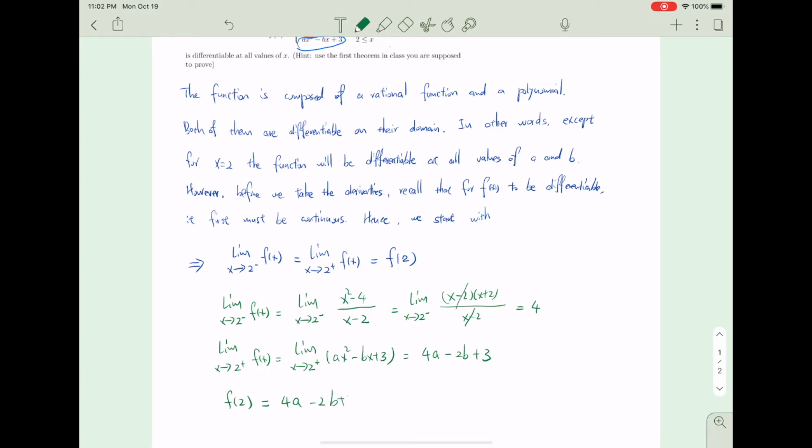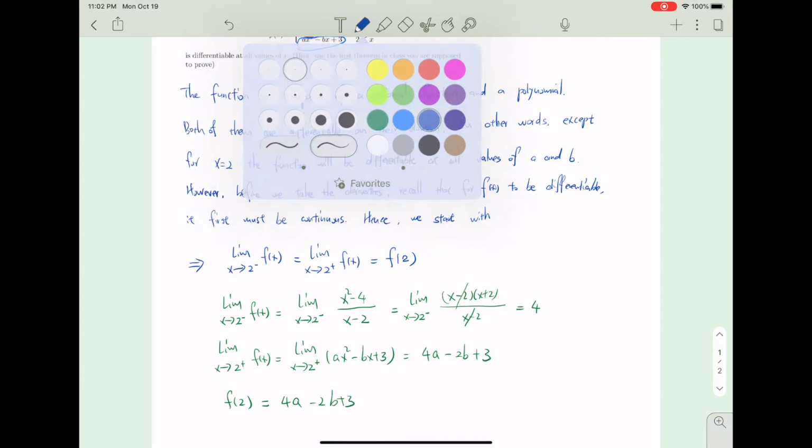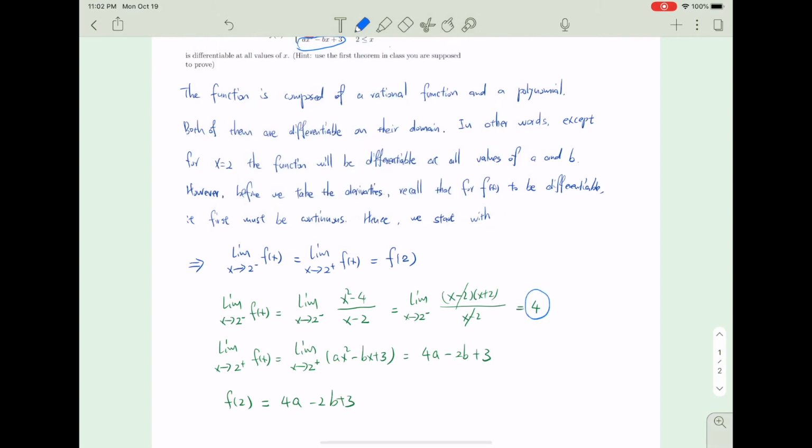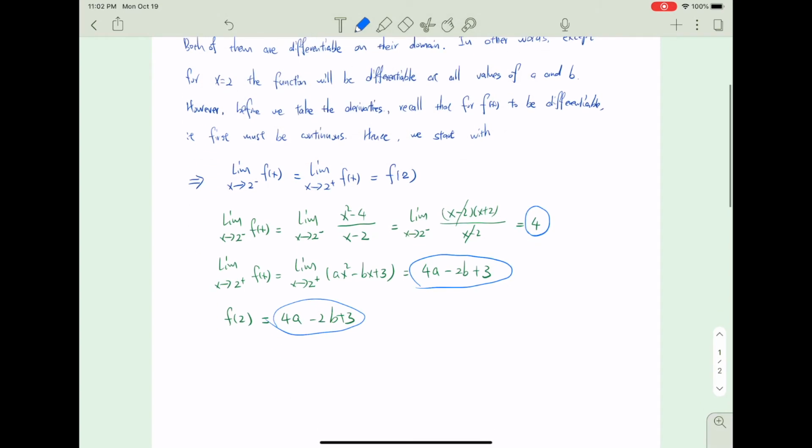b plus 3. So these three things have to be equal. This 4 has to be equal to that, has to be equal to this. Therefore, we must have 4a minus 2b plus 3 equal to 4. That's the first equation that we have to help us solve the value of a and b.